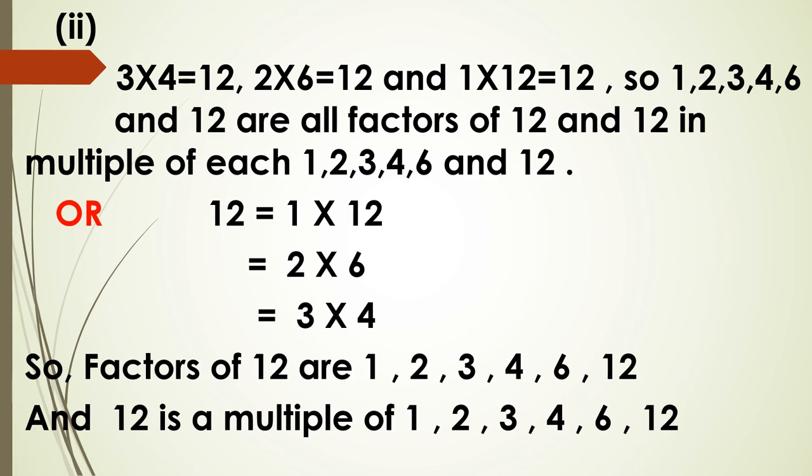I think now it is more clear to you, isn't it? Because this method you have done earlier also. First of all, we will find out all the possible ways in which we are getting the 12 by multiplication. So these are known as the factors of 12, and 12 is called the multiple of each of those numbers.